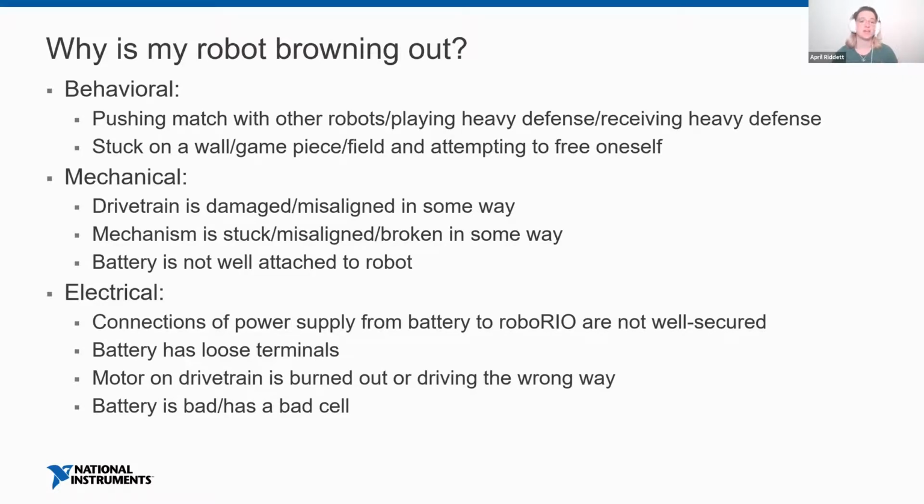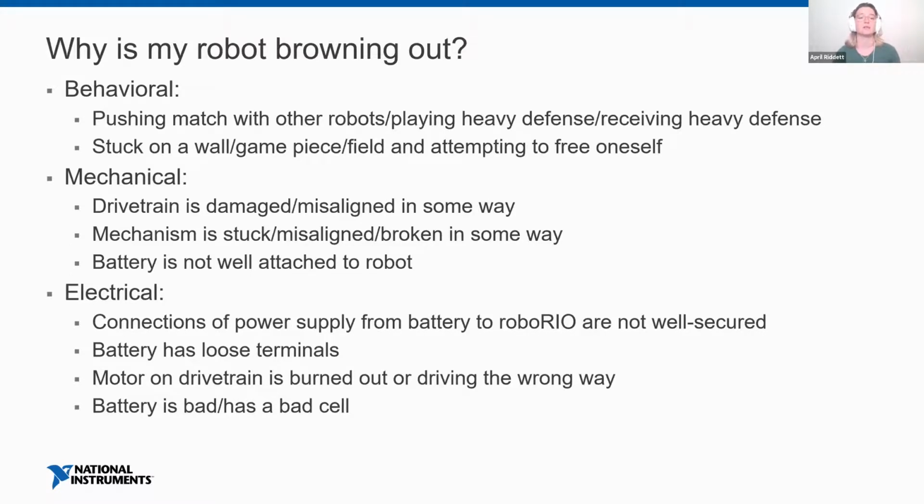Typically the behaviors we see robots engaged in when they brown out are that pushing match with another robot, when you're playing heavy defense or receiving heavy defense. We also see it if you get stuck on a wall or a game piece or the field and you're attempting to free yourself. That can cause those current spikes too.